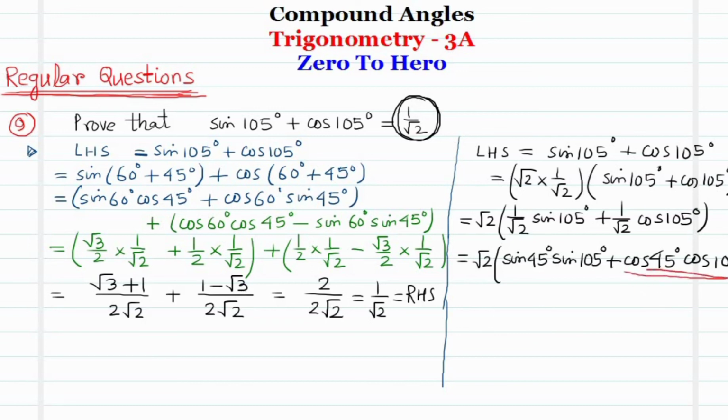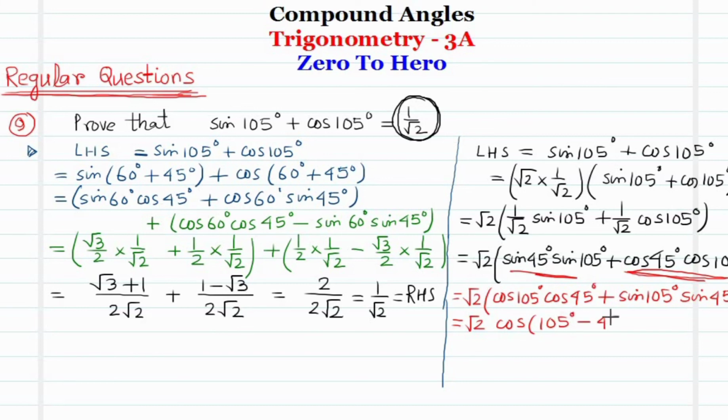First we will write this term and then this term, that is equal to root 2 into cos 105 cos 45 degree plus sin 105 sin 45 degree. So cos A cos B plus sin A sin B. The formula is cos of A minus B, that is 105 minus 45, equal to root 2 cos 60 degree. What is the value of cos 60? It is half. After cancellation we get 1 by root 2 and that is equal to right hand side. Hence left hand side equal to right hand side as before, and we are done.